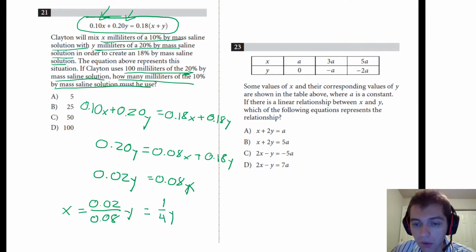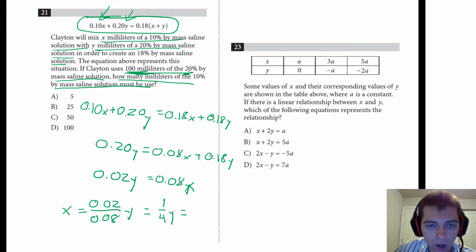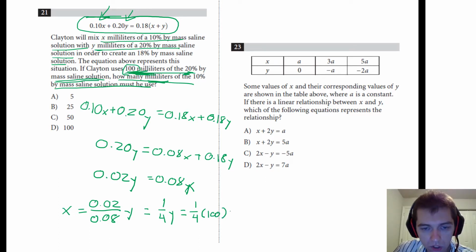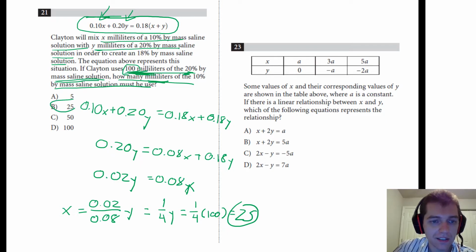At this point we can go ahead and plug in for y, which we're told is 100. 100 milliliters of the 20% by mass saline solution, and they're looking for the answer in milliliters. So all we have to do is plug in 100 for y. So x will be equal to 1/4 of 100, which is equal to 25, which means that our answer is B.